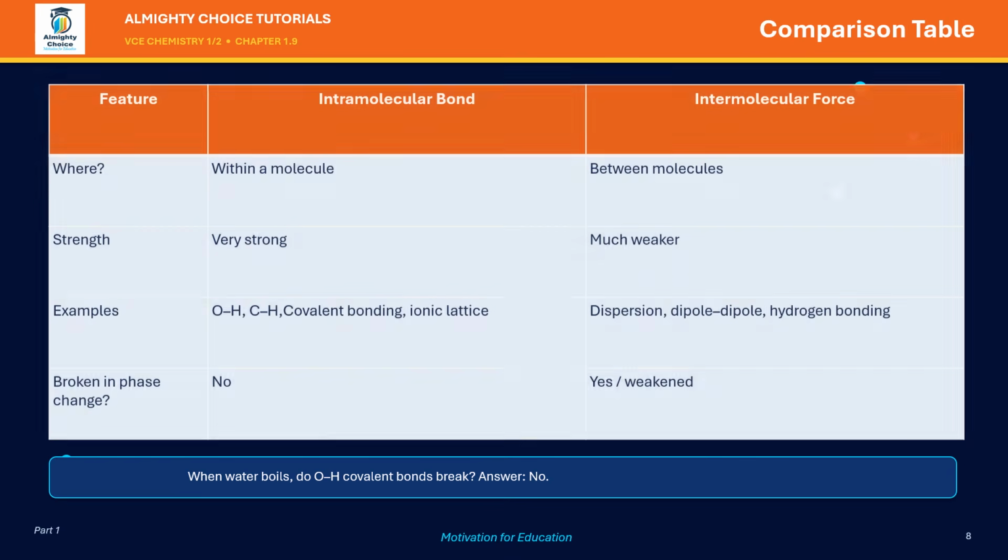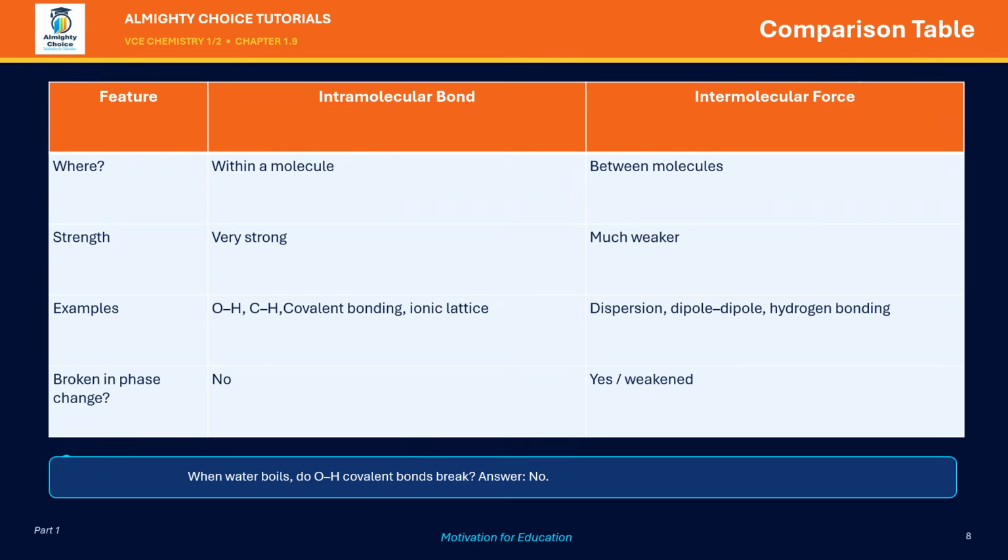So this comparison table is also very important. Intramolecular bonds are within a molecule and they are usually very strong. Intermolecular forces are between the molecules and they are much weaker. During phase changes such as melting or boiling, the intramolecular bonds do not break. Instead, intermolecular forces are weakened or overcome.